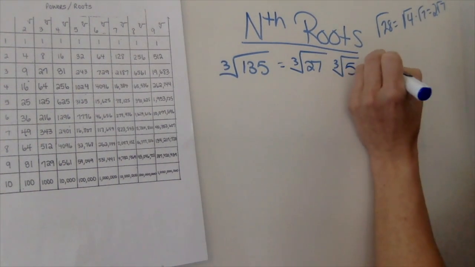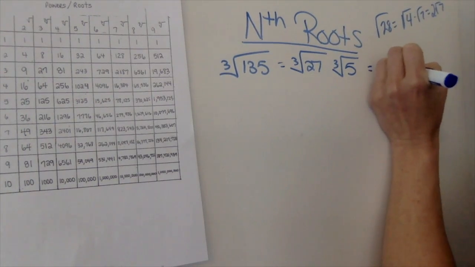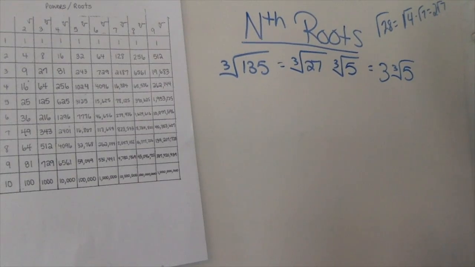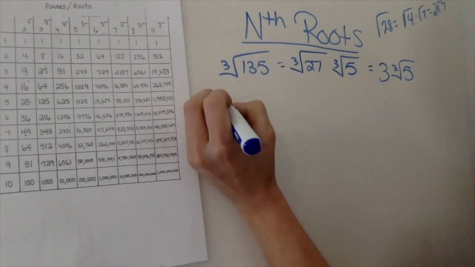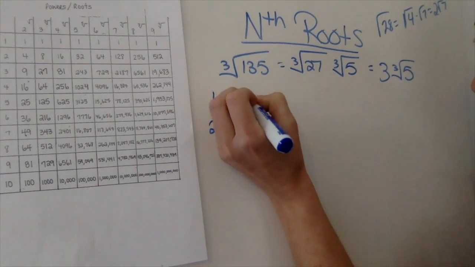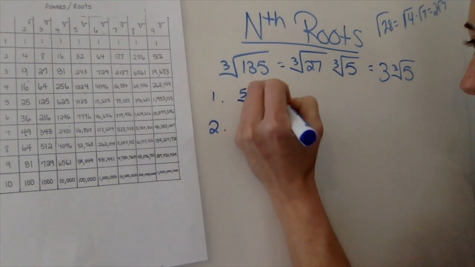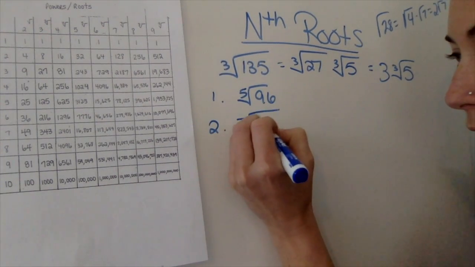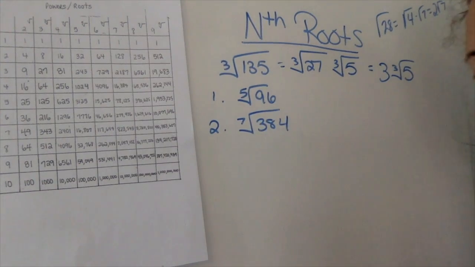Break it down. Final answer. Okay, try the next two on your own. We'll do the fifth root of 96 and the seventh root of 384.